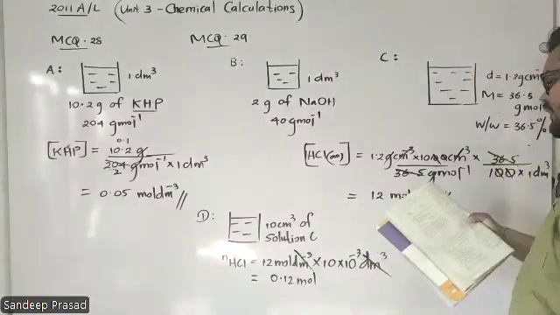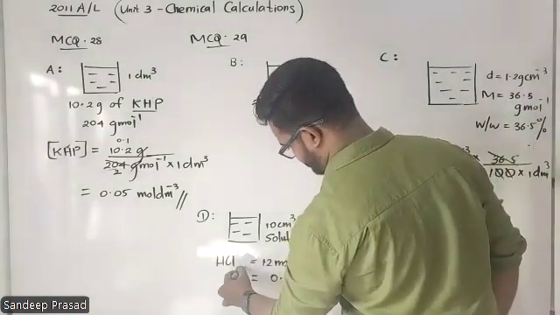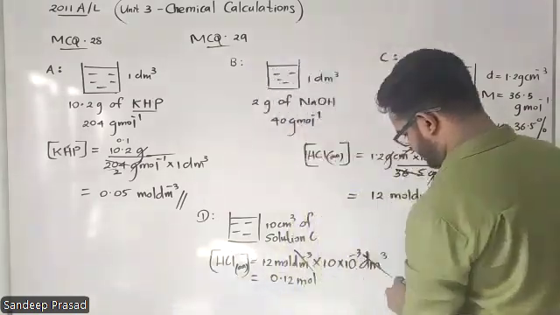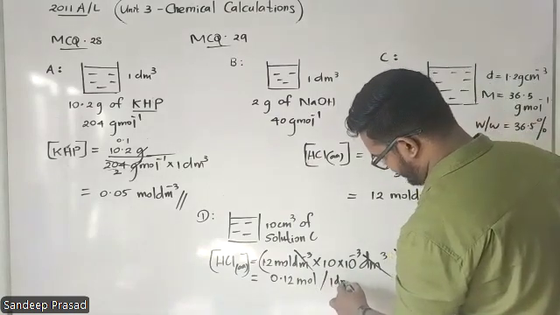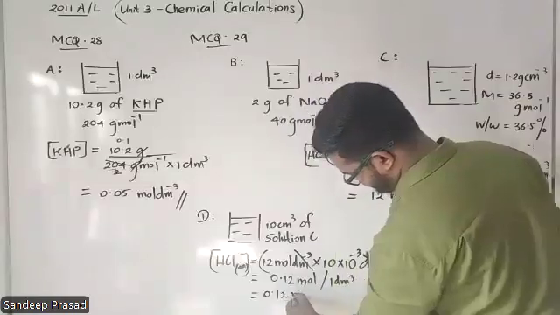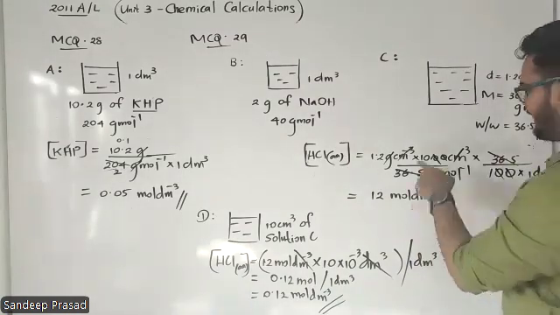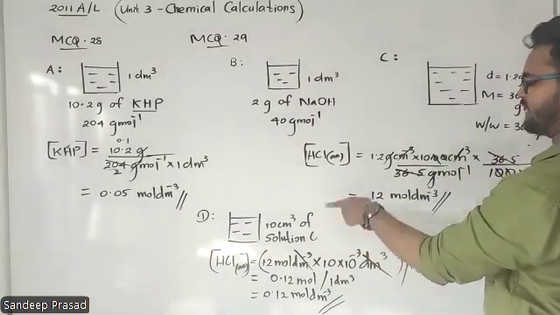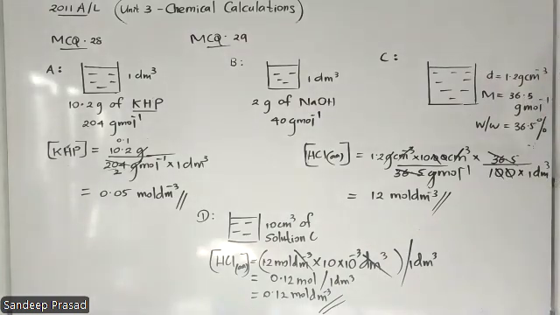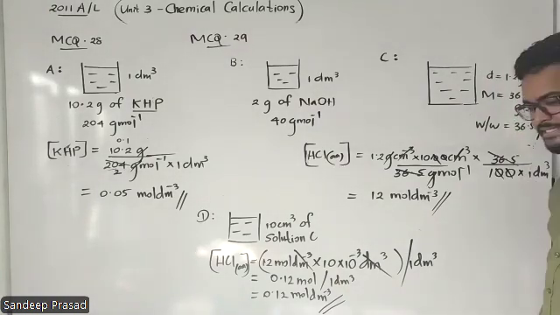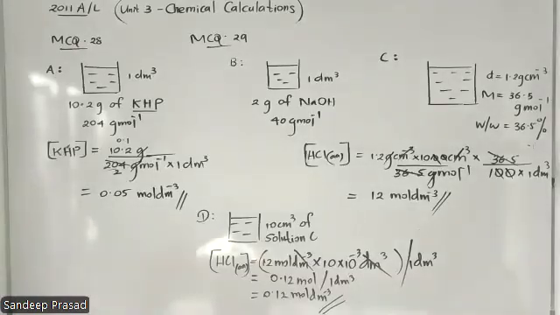Right? So they have diluted this one up to 1 cubic decimeter. So therefore, the new HCl concentration in D solution is the total value divided by 1 cubic decimeter. Answer is 0.12. That means molar concentration in the solution C is 12 moles per cubic decimeter. And by taking a sample of 10 cubic centimeter of solution C, they have prepared another solution of HCl which has a concentration 0.12. So these are the ABCD 4 solutions that they have given.